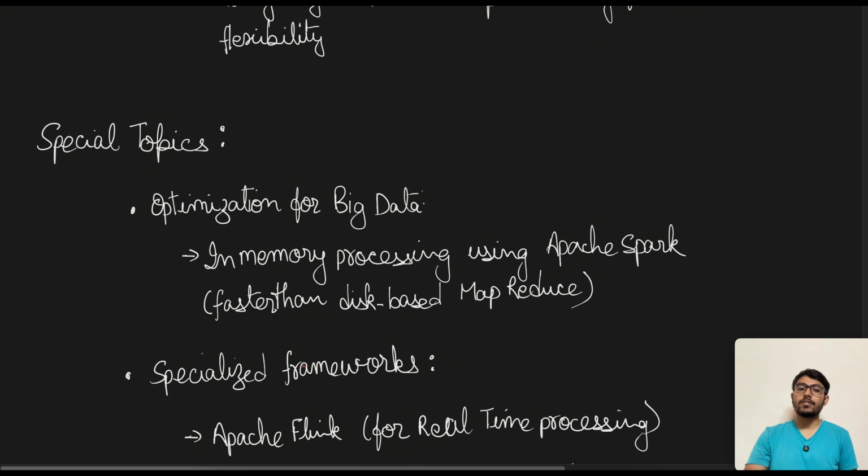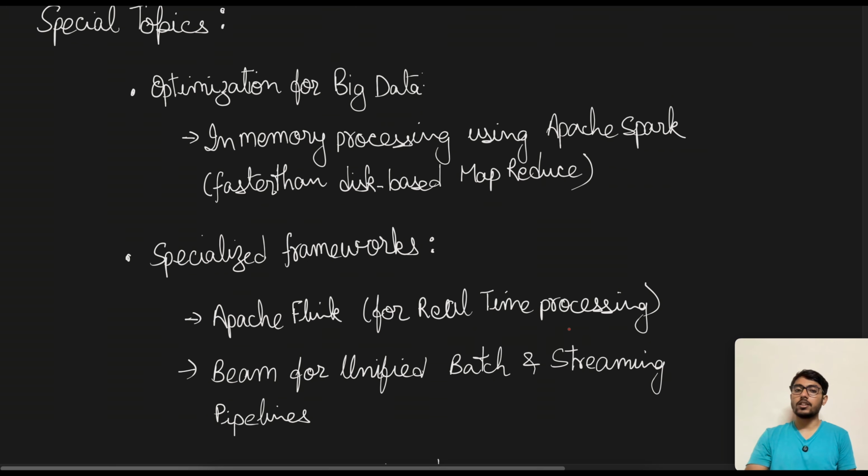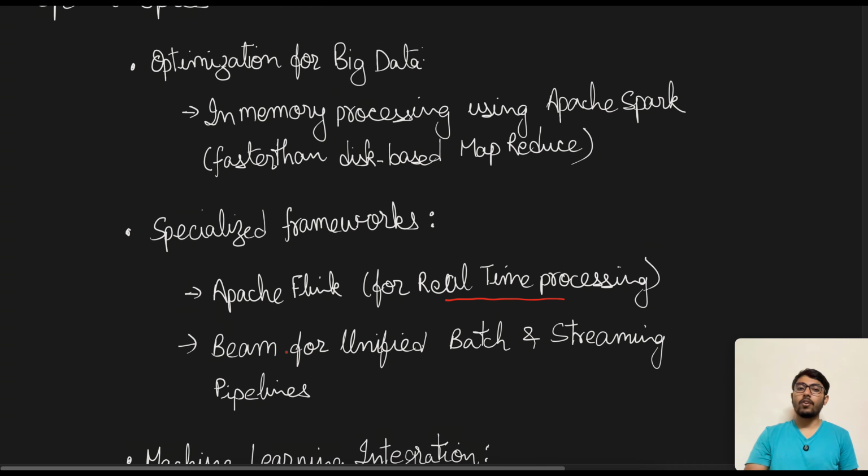Next is specialized frameworks, right. So, for processing large amounts of data there are frameworks like Apache Flink, which does this in real-time processing, no batch workload, nothing. Then there is Beam for unified batch and streaming pipelines. So, this is also a very popular method. Basically, it unifies the batch workloads and then streams it across the processing pipelines.